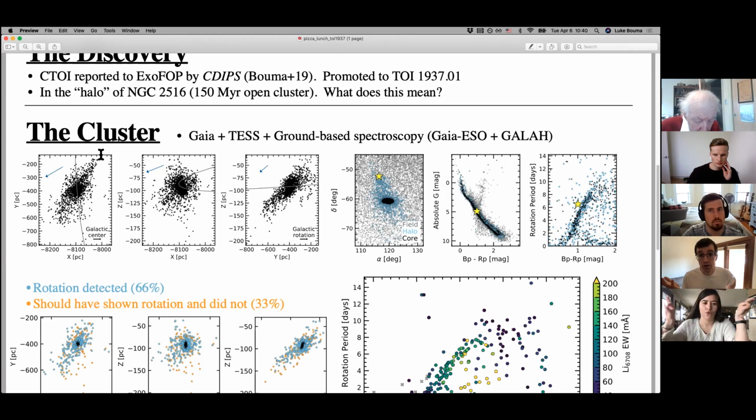It's not what I learned about open clusters in my intro to astronomy class. I was told that open clusters are supposed to be tens of parsecs in size and spherical. This is hundreds of parsecs in size and very elongated. And then the important detail, of course, is that my planet candidate at the time is way on the outskirts of one of these arms of this halo.